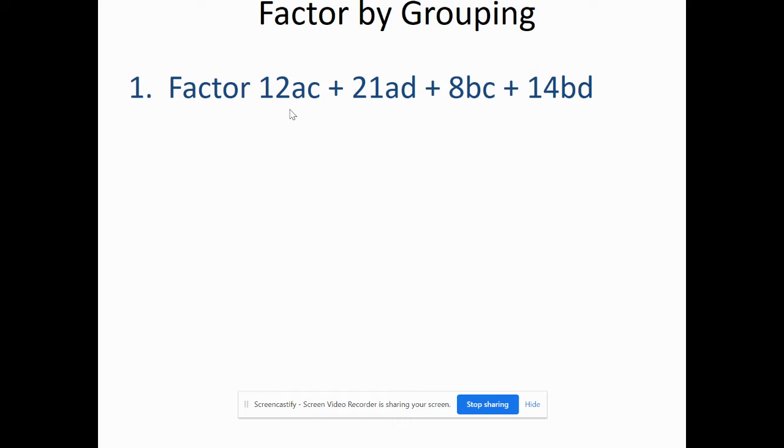always check first. So do 12, 21, 8, and 14 have a numerical GCF? And then you also want to check and make sure there's not a letter that runs through all four terms as well, because that could be pulled out as a GCF to simplify your work. In this case, there are no GCFs for the four terms.